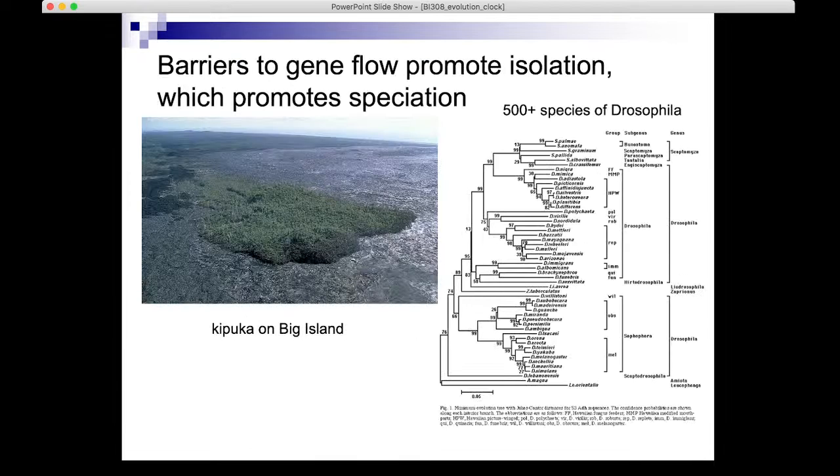So barriers can be physical, like the Kapuka lava flows. And so Hawaii is famous as an incubator of evolution. For example, those little fruit flies that we swat away, there's hundreds and hundreds of species of these guys on the islands of Hawaii that are found nowhere else in the world. And it's in part because of this process of lava coming in, separating islands of habitat from other such islands. And over time, the populations can differentiate into new species.